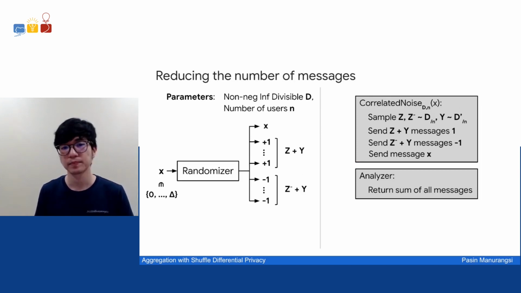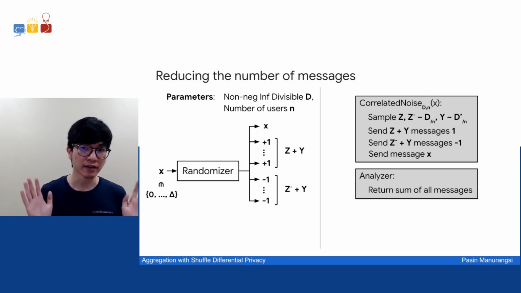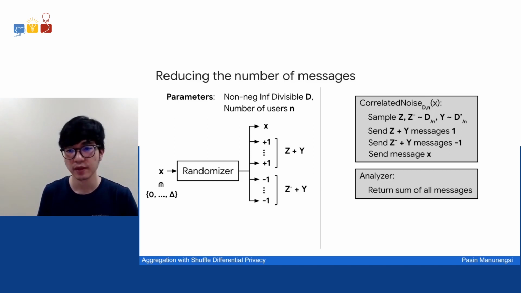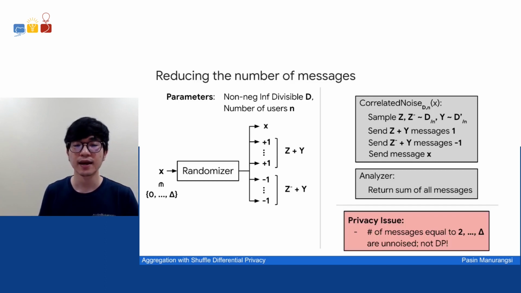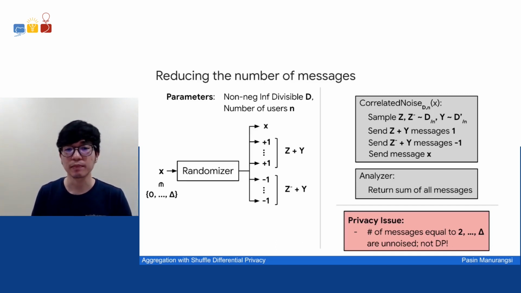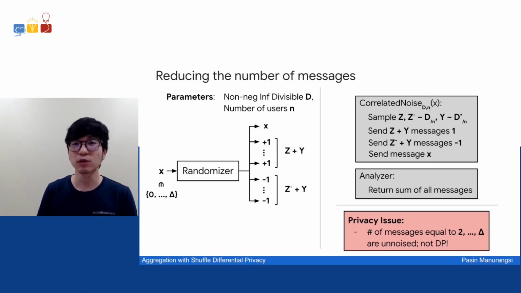Let's try the first attempt. Instead of sending x plus 1, just send x as a message itself, and the remainder of the protocol is the same as before. If you work out the calculation, you see that the number of messages is fine, the utility is also fine. But now you have a privacy issue because all the noise is added to the +1 and -1 messages, but there is no noise at all added to the +2 and so on to plus Delta messages. And these are revealed directly, and since there is no noise, this is not going to be differentially private.